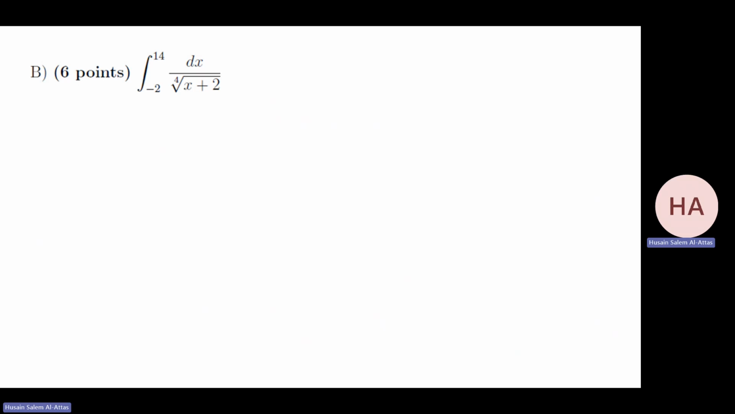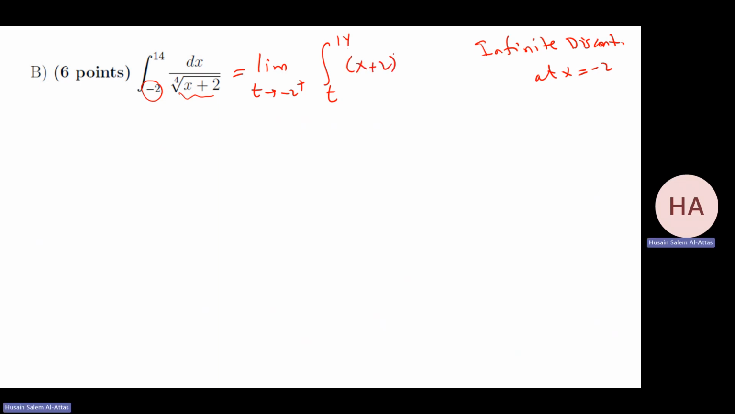This is the last one. I have problem with what? With minus 2. So I have infinite discontinuity at x equal minus 2. So that will be limit t goes to minus 2 from right, t to 14. That will be what? X plus 2 to the power minus 1/4 dx.